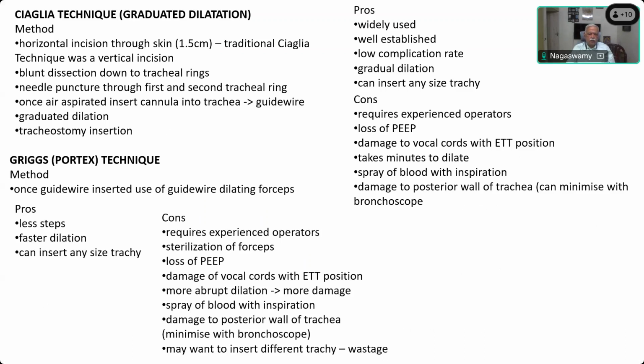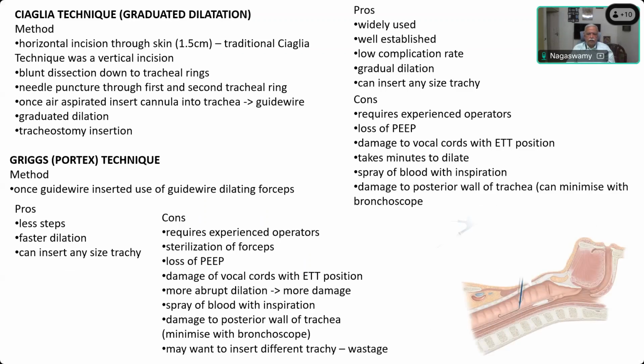Here also you will have loss of PEEP and tidal volume, and again the same damage to vocal cords can happen because you are pulling the tube up, and more abrupt dilatation, so more damage, and again spray of blood can happen and damage to the posterior wall is also possible. You may want to insert a different tracheostomy tube, then it may be a wastage. If you introduce the bigger size first, then you have to go for a smaller size. In that case, it will be a wastage.